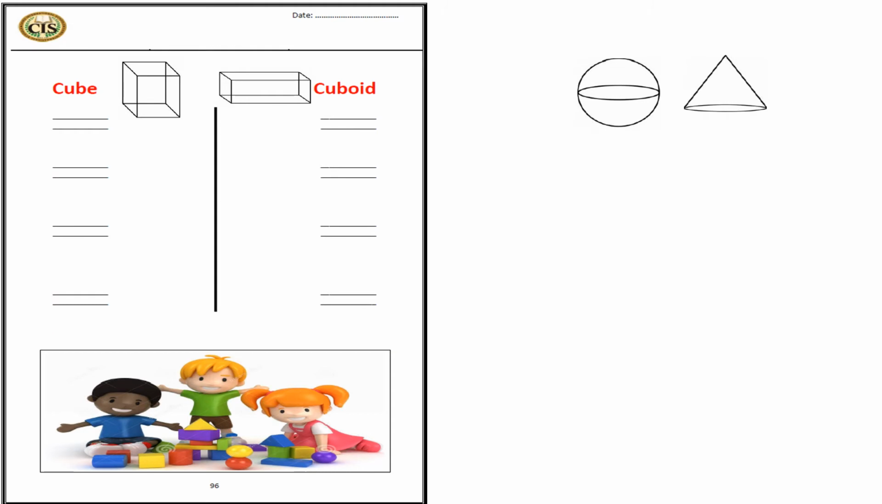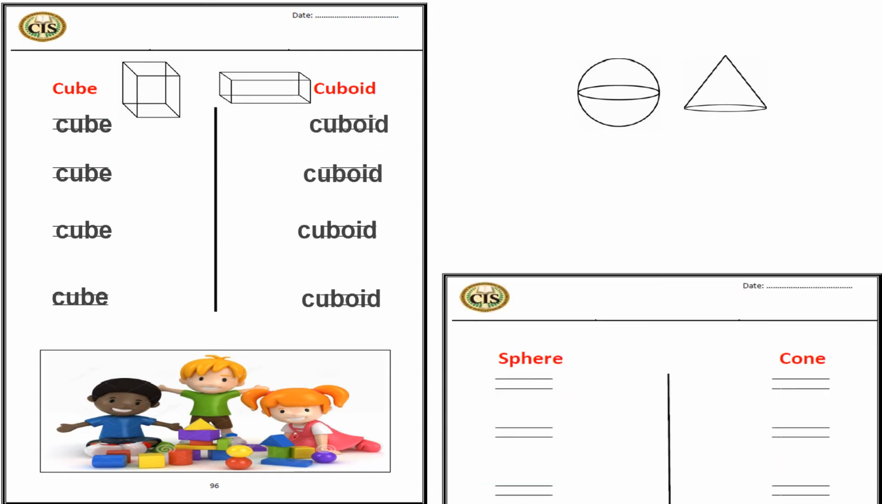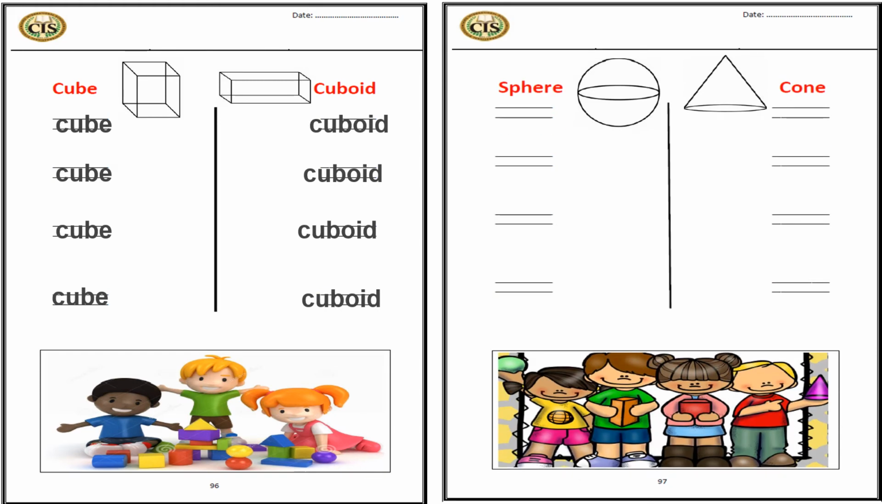We will write the word cube. How to write it? C-U-B-E. Then cuboid, C-U-B-O-I-D. And then how to write sphere? S-P-H-E-R-E. The last 3D shape, cone. How to write cone? C-O-N-E.